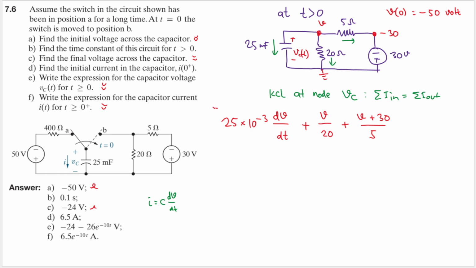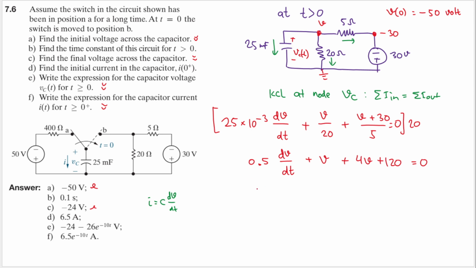Okay, we now can multiply both sides by 20. So we will have 500 multiplied by 10 to the minus 3, that should be 0.5 dV/dt. Okay, and then this part here will cancel each other, so we'll have V. And this will cancel into 4, so we'll have plus 4V. Okay, and then plus 30, that becomes plus 120. Okay, and all of this will equal 0.